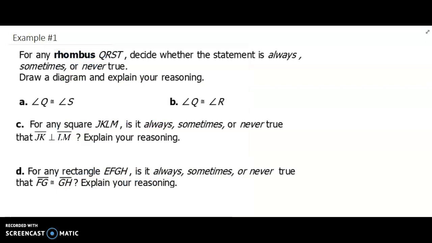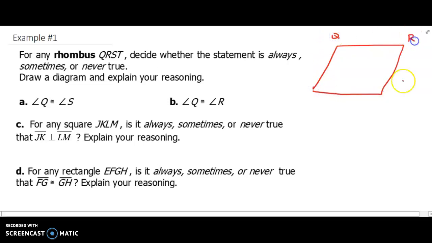All right, let's look at example 1. It says for any rhombus QRST. Now, I'm a very visual person, so I'm just going to draw a rhombus QRST. And remember, a rhombus has all congruent sides. Now I have a visual to go with my questions. Decide whether the statement is always, sometimes, or never true. Draw a diagram and explain your reasoning. We had to draw a diagram anyways.